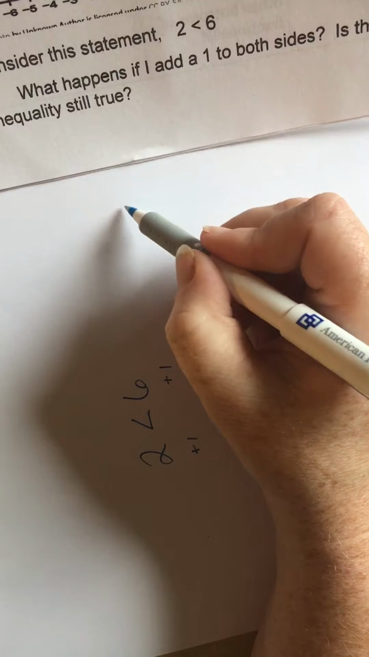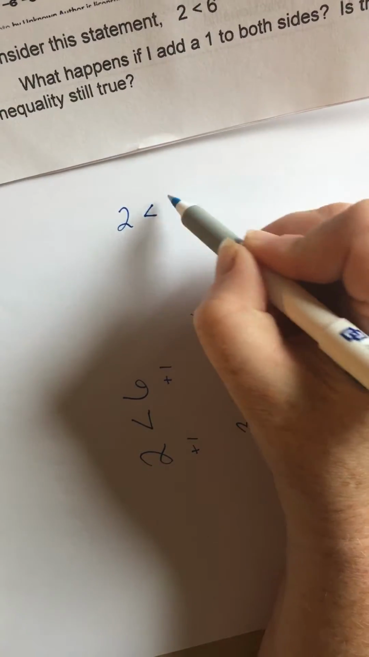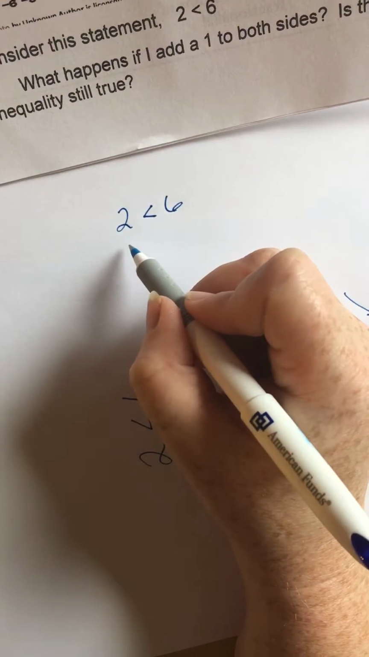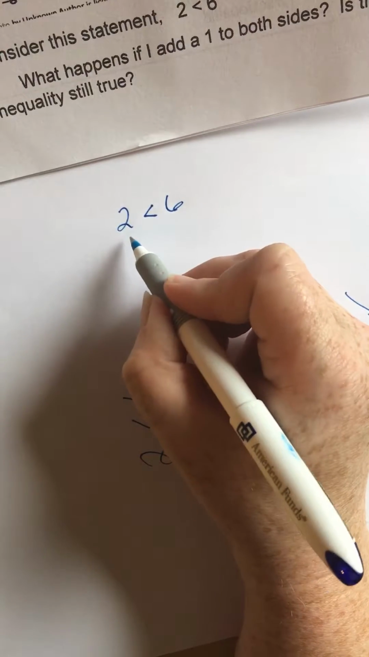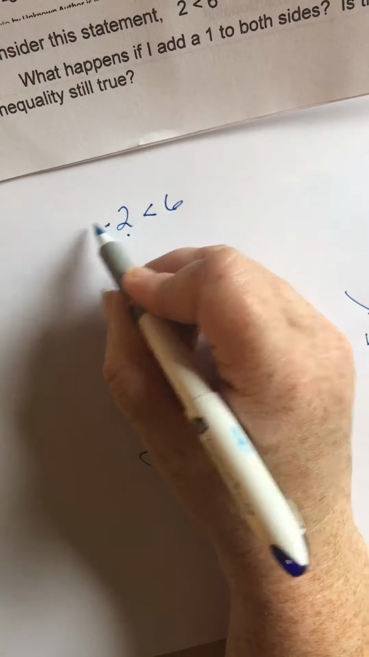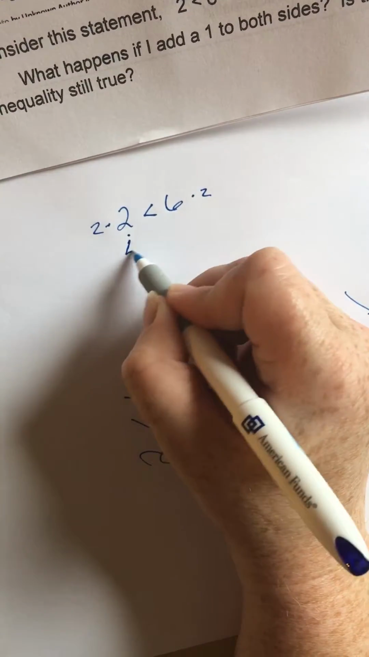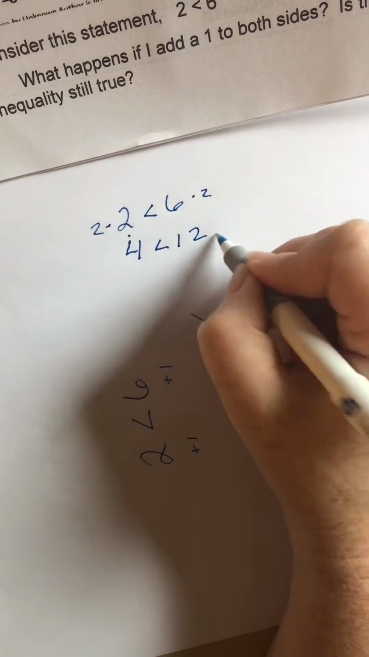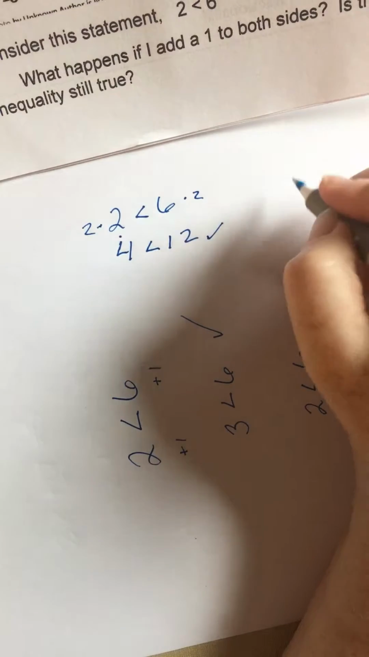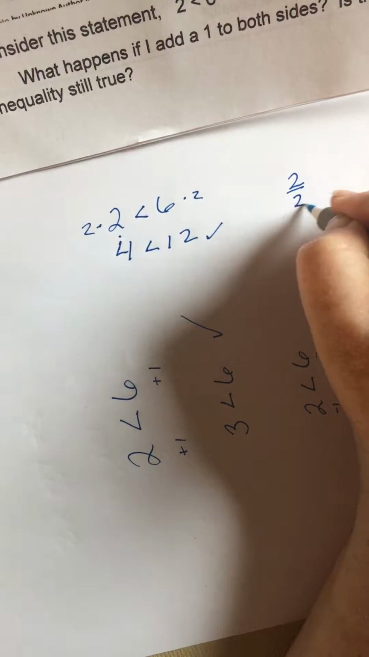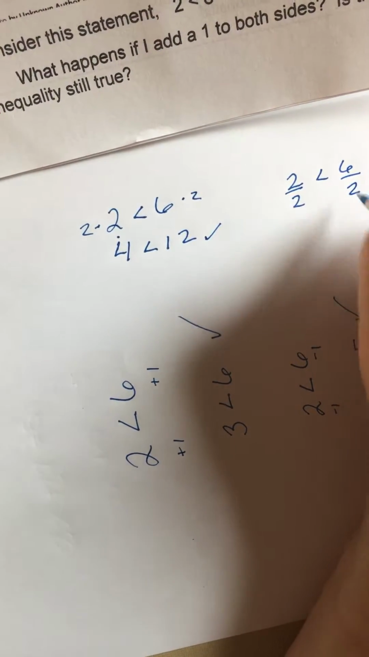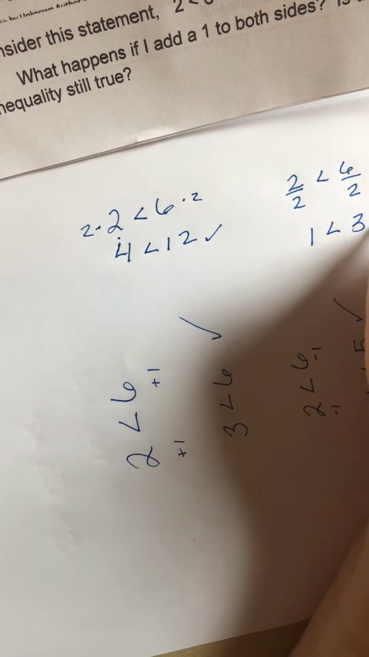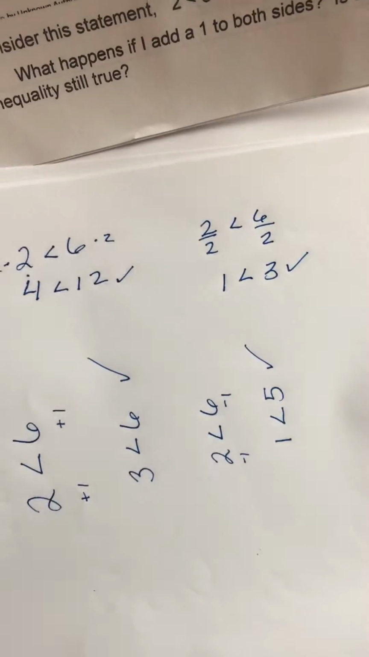I know. But let's try 2 is less than 6. Let's multiply it by 2. Okay, I'm going to multiply it by 2. When I multiply by 2, I get 4 is less than 12. Is 4 smaller than 12? Sure is. All right, well, let's divide. 2 divided by 2 is less than 6 divided by 2. Is 1 smaller than 3? Yeah. So all of these happen, and we're still good.